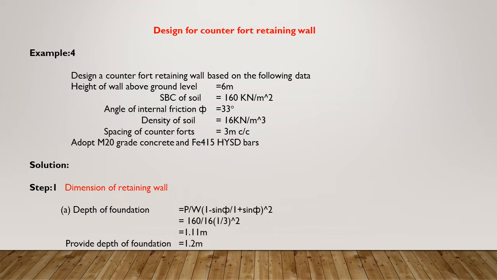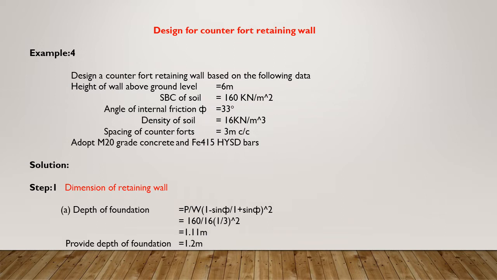Then the angle of internal friction phi is equal to 33 degree. The density of soil is equal to 16 kilonewton per meter cube. The spacing of counterforts is equal to 3 meter center to center distance, because this is our counterfort wall. So this wall connects the heel slab and the vertical stem portions. Then adopt M20 grade concrete and Fe415 HYSD bars. So step number 1, dimensions of retaining wall.